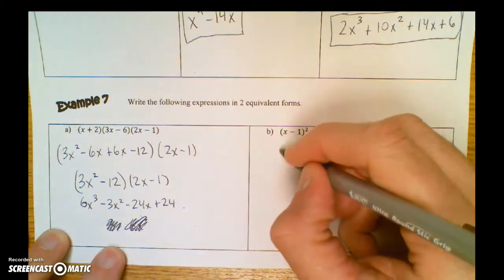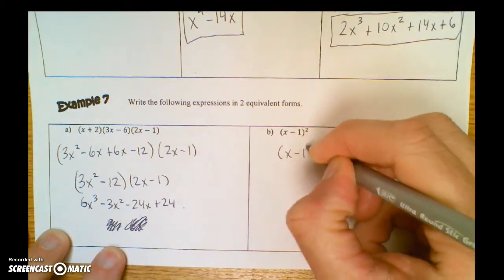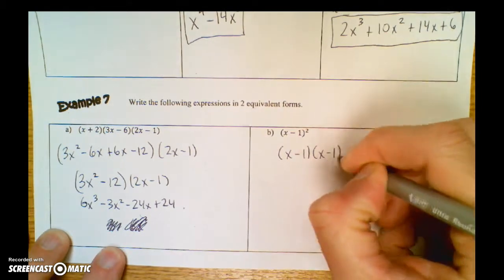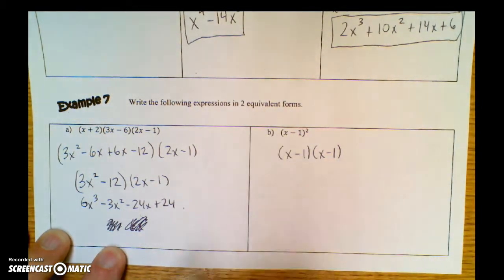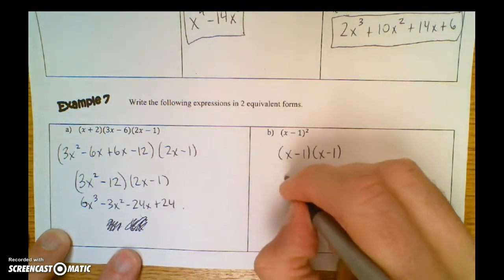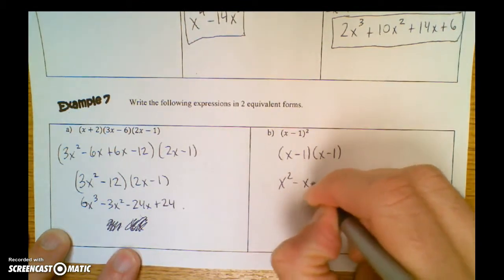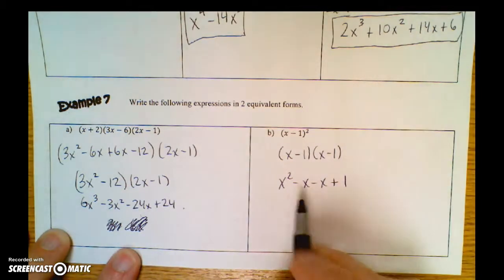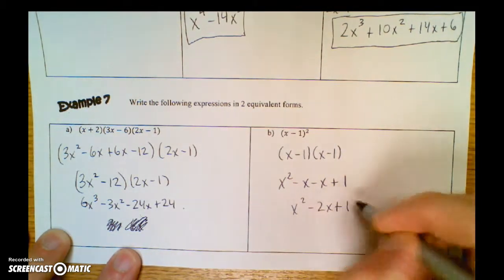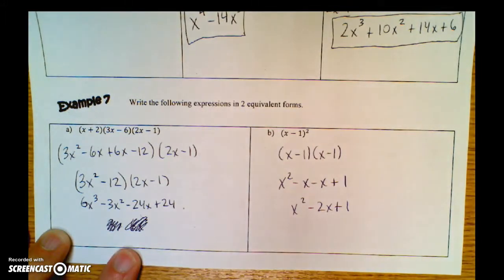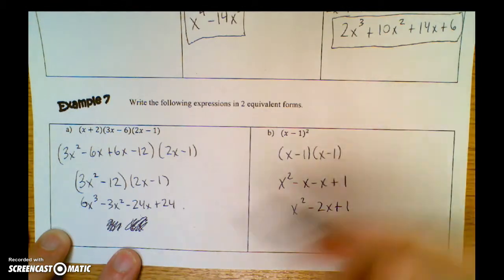For part B, same idea. I'm going to write this without the exponent. So here's an equivalent form. I just expanded it. And then to get another one, I could multiply. And there's another equivalent expression. And then combining like terms gives me a third way to write this expression that's given to you. That's what it means when it says equivalent. Things that are the same, but written different ways.